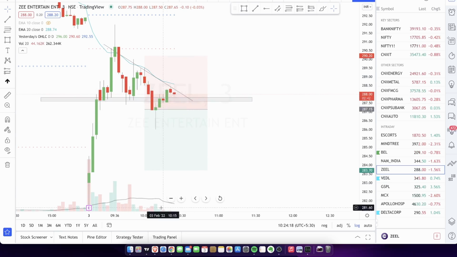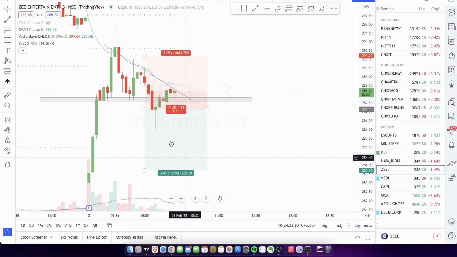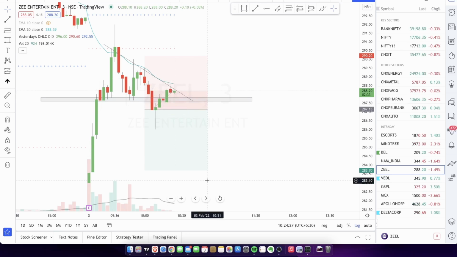Right now, because the volumes have been pretty low, I don't see any reason to exit, because this could just be a shakeout before continuation. So I'm just going to wait.